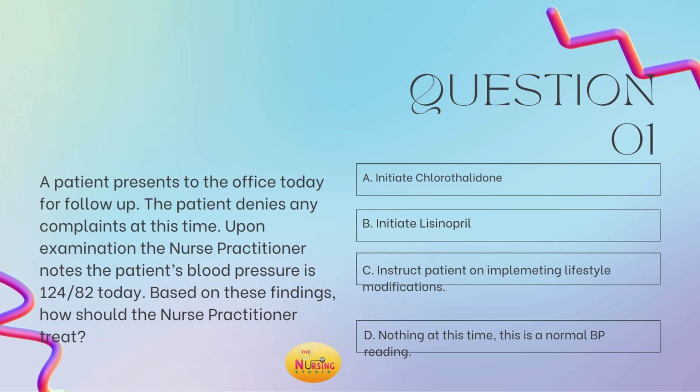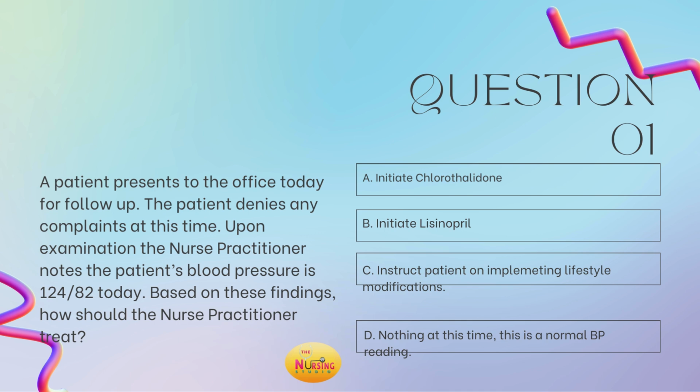So being familiar with the blood pressure goals and knowing what guidelines we're following, your ACC and AHA guidelines, correct? So 124 over 82, although it's not something we're so alarmed about, it is considered pre-hypertension. Anything exceeding that 120 over 80 range before you get to that 130 over 80 range is considered pre-hypertension, and you want to initiate lifestyle modifications so that we can try to balance this and prevent them from increasing and getting more elevated. So your best answer here is C, to instruct the patient on implementing lifestyle modifications.